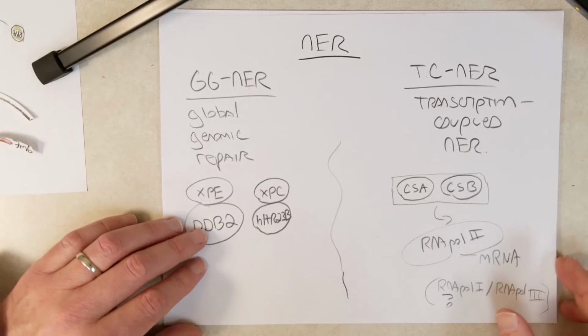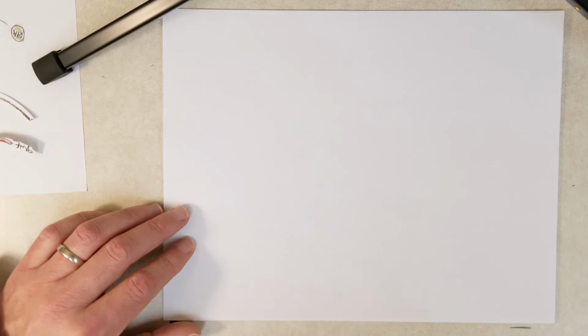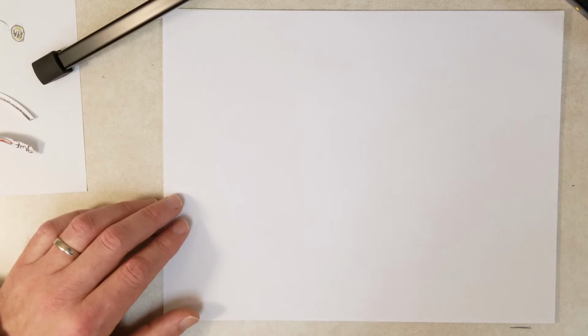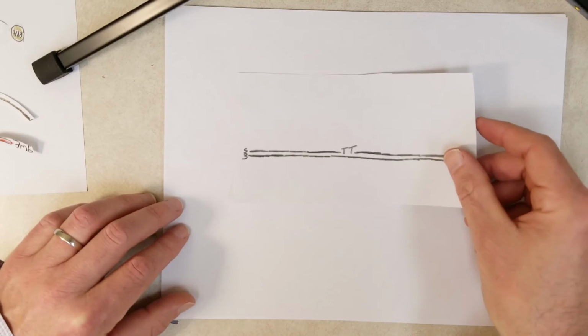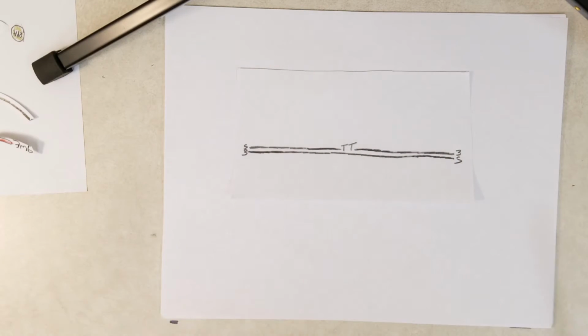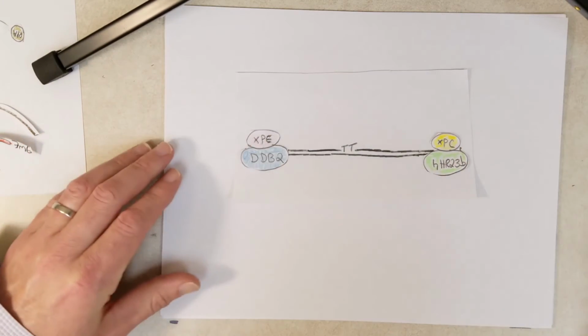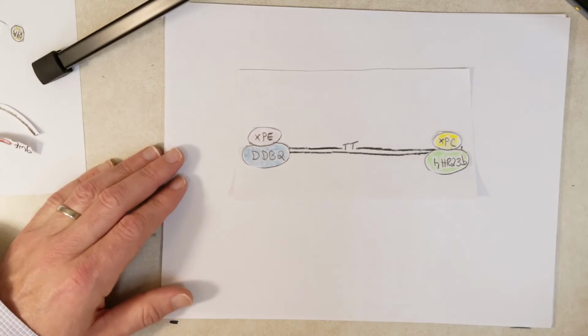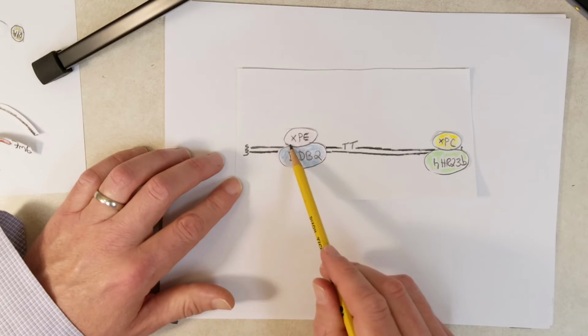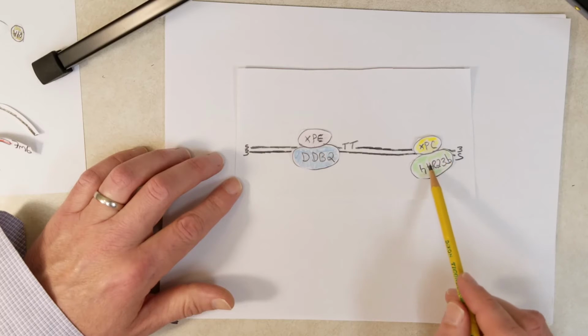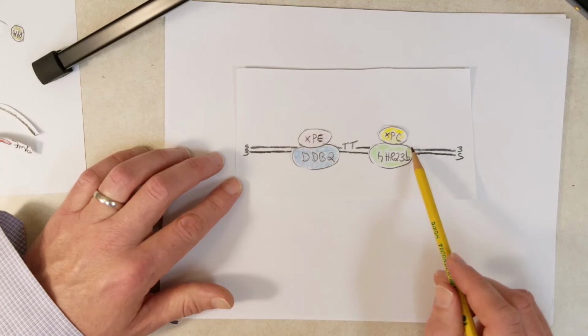Okay, so let's start with GG-NER and see what happens. Now I've got some little cutouts of some proteins and DNA molecules. Let's see how this works. So let's assume this is a thymine dimer in a DNA molecule. So we have the recognition complexes that will search the DNA in the genome for CPDs. And this CPD is a thymine dimer. And only one of these has to detect it, but I have two here.